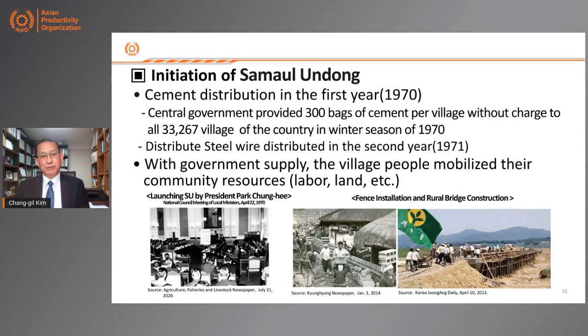There are several things. The first one is cement distribution in the first year, 1970. The central government provided 300 bags of cement without charge to all 33,000 villages of the country in the winter season, because of the work rest in that off season in farms. Then in the second year, 1971, steel wire was distributed. The government strongly supported the rural infrastructure. Also, government support for fence installation, this is a picture, and then rural bridge construction. The government supplied support for rural people to mobilize their community resources, like labor, land, and so on.